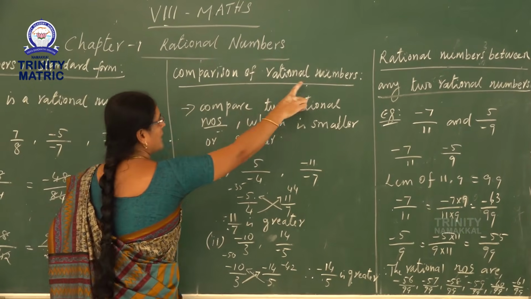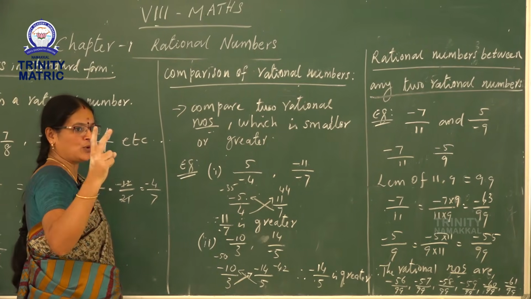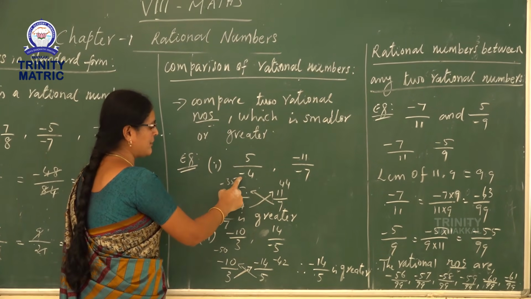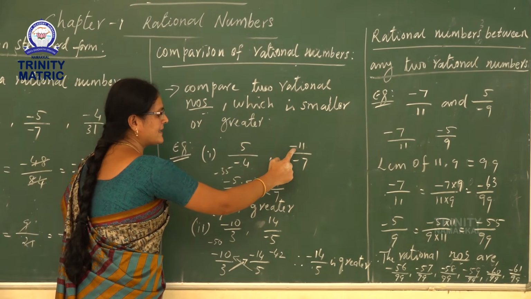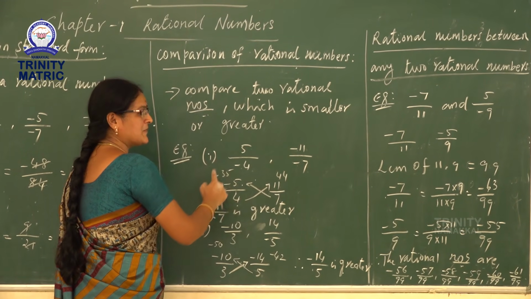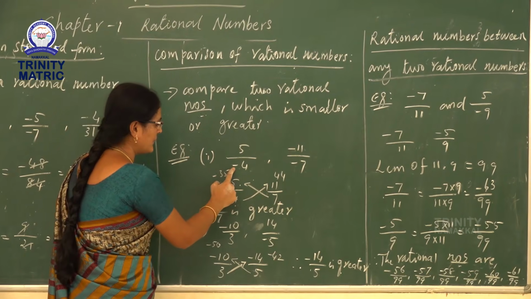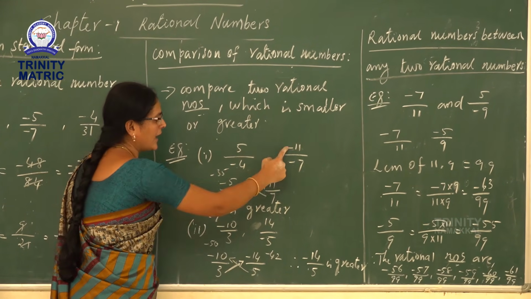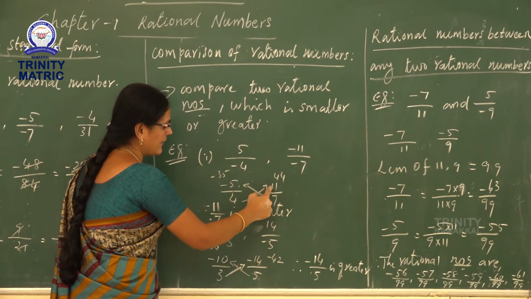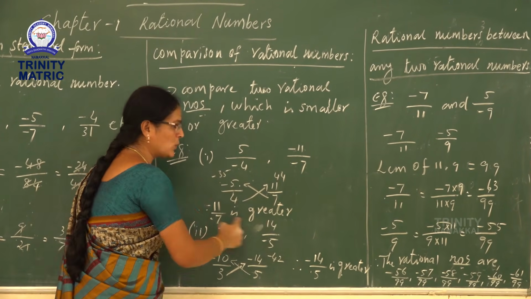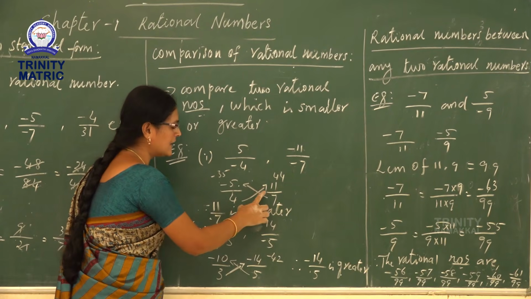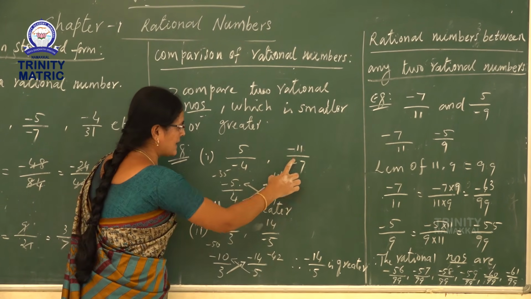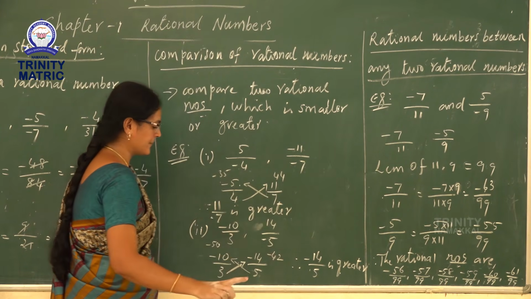Next, comparison of rational numbers. Compare two rational numbers to find which is greater or smaller. I will give an example: 5 divided by minus 4 and minus 11 divided by minus 7. First write the standard form. The minus moves to the numerator: minus 5 divided by 4, and in the other, both negatives get cancelled: 11 by 7. Now look at these two numbers. This is negative, this is positive. Positive is always greater. Directly you should write minus 11 by minus 7 is greater.